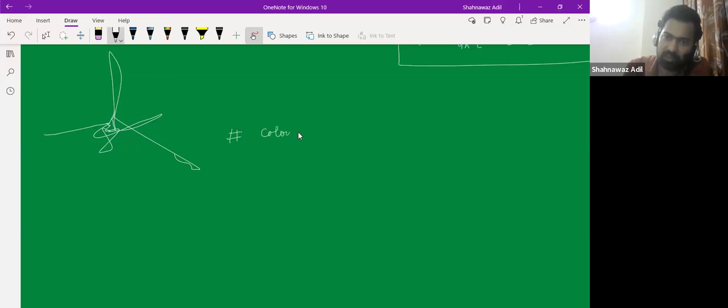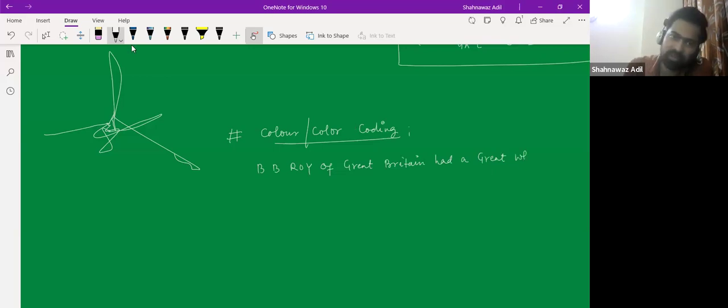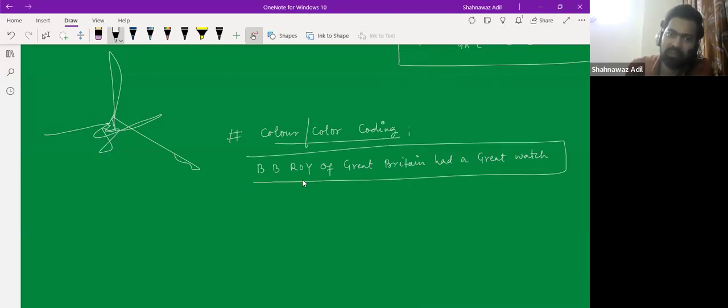So color coding, and sometimes color is written like this, or you can write color coding like this. And what is the poem? The poem is B.B. Roy of Great Britain had a great watch. I will write watch. So if you remember this poem, then you can solve the color coding problem.